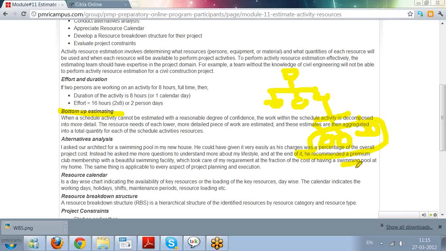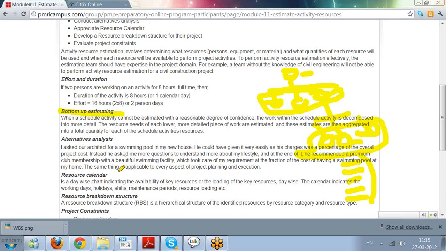Now below these work packages, we decompose them into activities. If I estimate at the activity level and then roll up, I get the estimate at this level. If I add up the estimates for this and roll up, I get the estimates at this level. And if I add up the estimates at this level and roll up, I get this. This process we call bottom-up estimation.